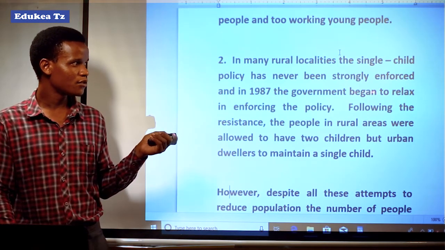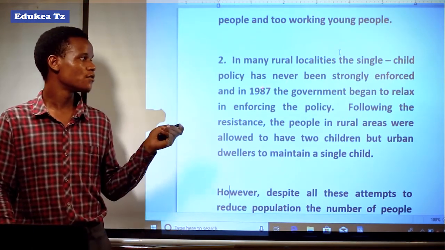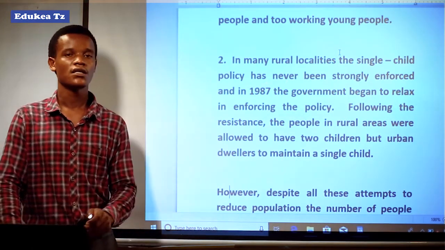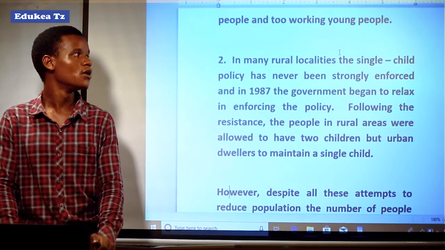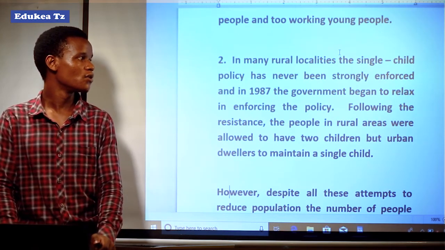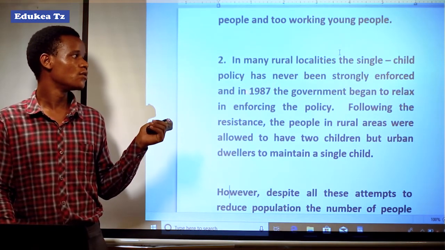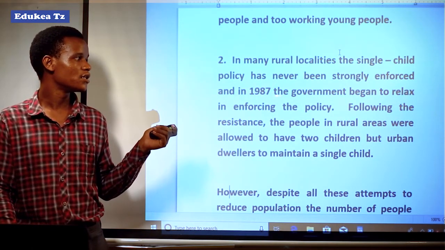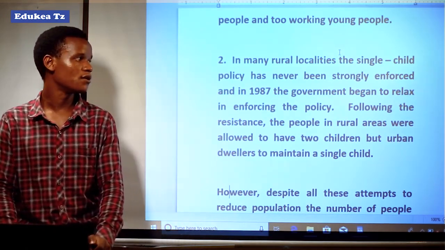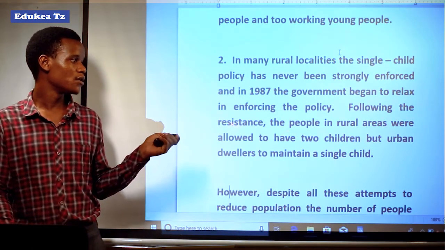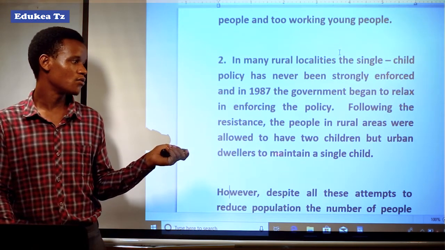in 1987 the government began to relax in enforcing the policies. By 1987, this one-child policy was not doing well, since people did not practice it well, so the government saw it was better to relax. Following the resistance, people in rural areas were allowed to have two children, but urban dwellers had to maintain a single child.